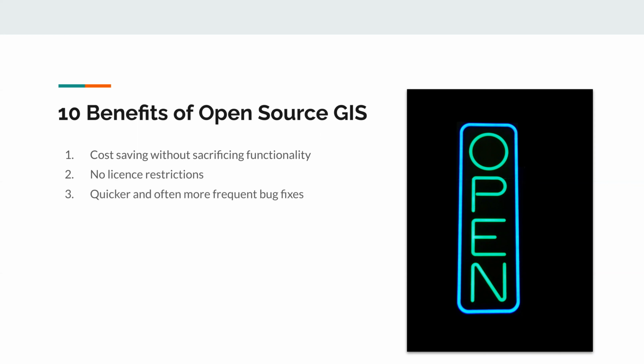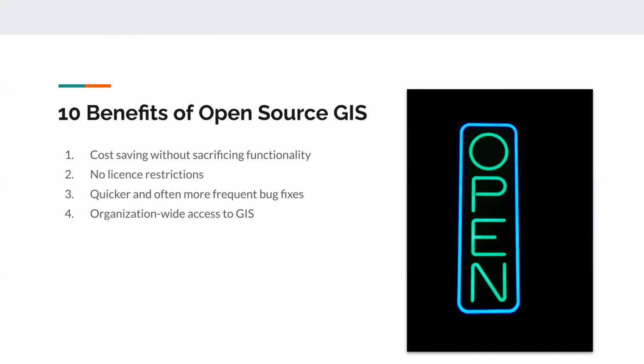Quicker and more frequent bug fixes. I've had times where you submit an issue, or I've heard about friends who've submitted issues to the QGIS team, and next thing you know, within a few days, the bug is fixed. Especially if it's something that's affecting a lot of users, if something has been released and somebody realizes, oh, WMS services are freezing up the system, then we can always submit a request and submit a bug. And next thing you know, these things do get fixed.